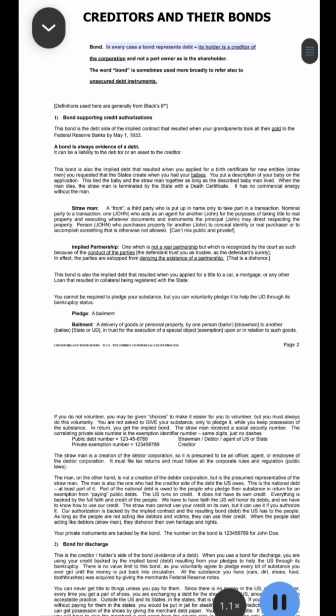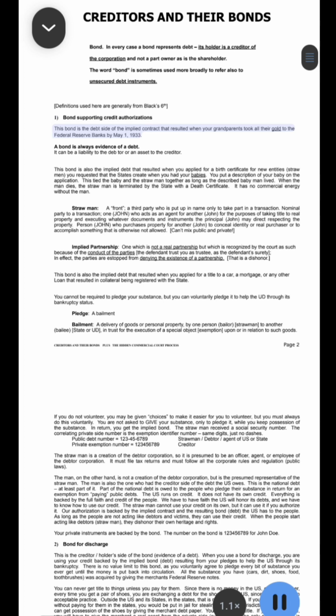Bond. In every case a bond represents debt. Its holder is a creditor of the corporation and not a part owner, as is the shareholder. The word bond is sometimes used more broadly to refer also to unsecured debt instruments. Definitions used here are generally from Black's 6th. 1. Bond supporting credit authorizations.